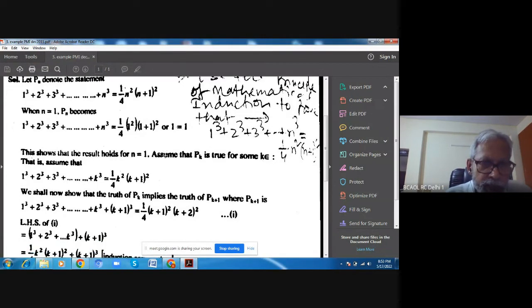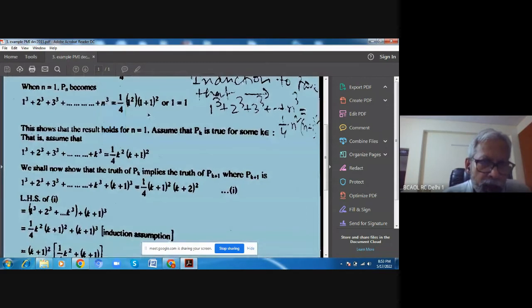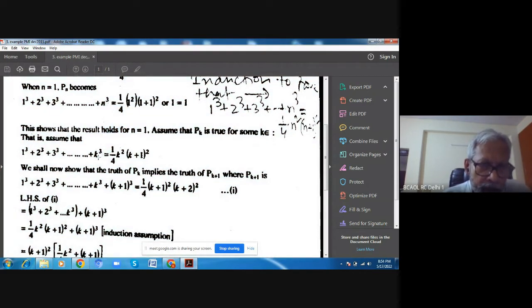Now go to the second step. Second step, P(k). What are the values? Just k instead of n, you have to put a k. So simply you write k, ये आपका एक इक्वेशन बन गया. That is equation number 1.